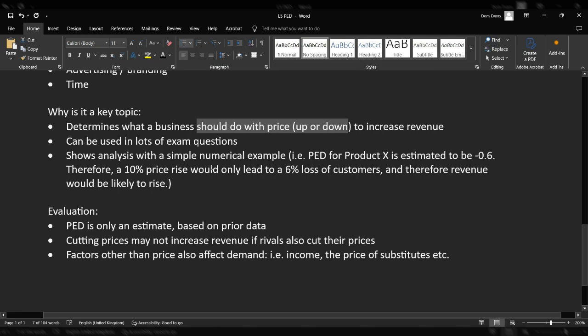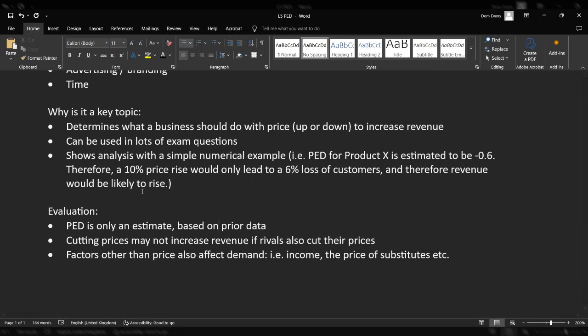You should pause the video and maybe read this example of a sentence that an examiner would love to read in an exam. Okay, so this is a really simple numerical example. Let's say I've been given the information that a product is minus 0.6 PED. I can just say, well, a 10% price rise only leads to a 6% loss of customers. Therefore, revenue would be likely to rise. Therefore, the product should raise its price because it's got price inelastic demand, and so on. Right, the examiner would love that.